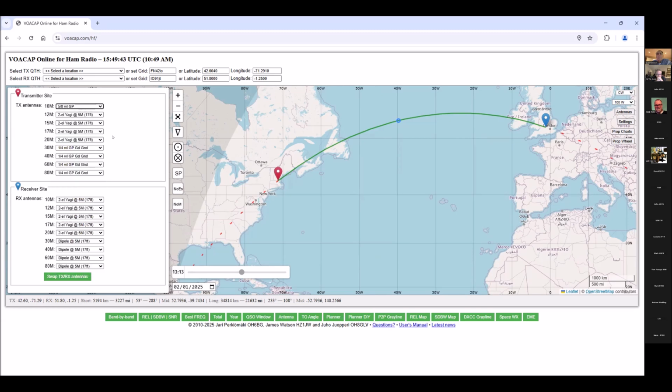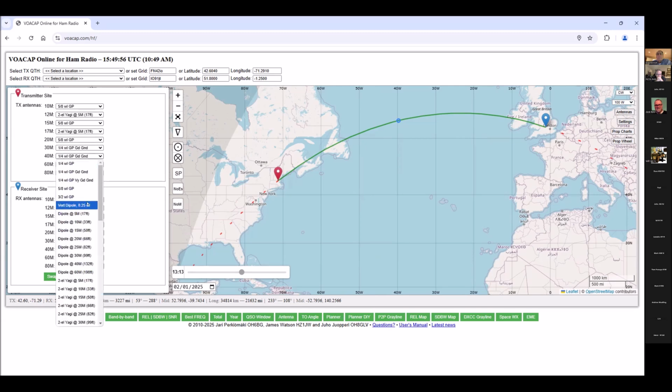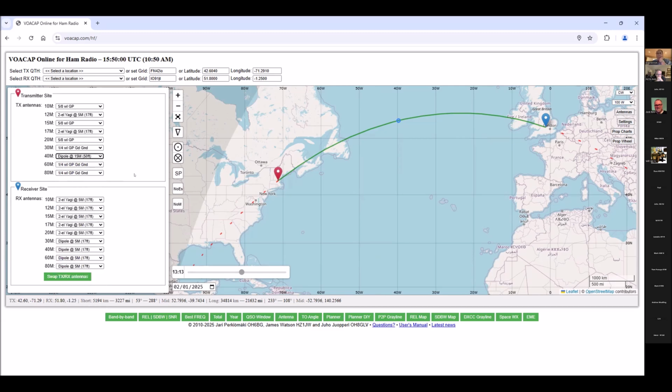All right, good. What do you have on 15? Same. Same, yeah. And same on 20? Same on 20. What do you have on 40? On 40, I've got a dipole at 50 feet, oriented towards Europe. Dipole at 50 feet. Look at this. They have your exact antenna. And what do you have on 80?